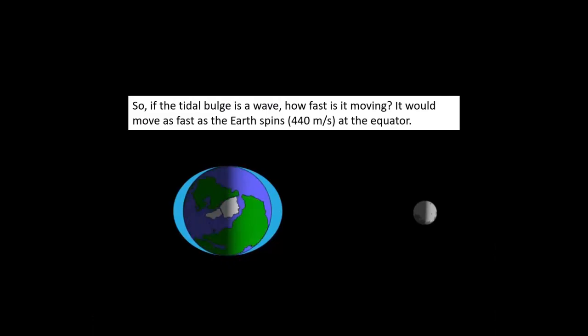So, if the tidal bulge is a wave, I want you to think about this a little bit. I keep saying tides are a wave, tides are a wave, but think about what that means. If the tidal bulge is a wave, one question we could ask is, how fast is that wave moving? Because you might remember in the last lecture, we spent a lot of time talking about how fast waves move. What are some of the factors we talked about when we talked about waves moving through the water? Hopefully you can bring some of those things to mind.